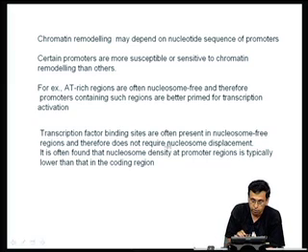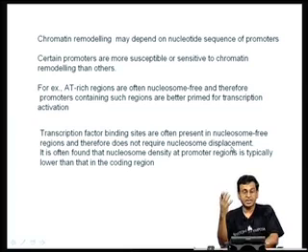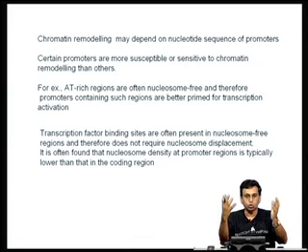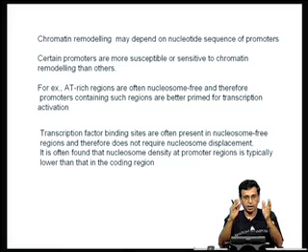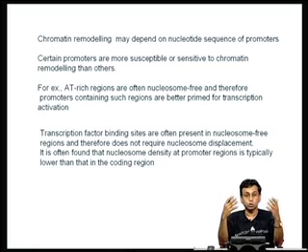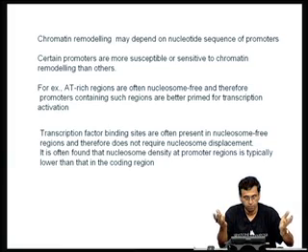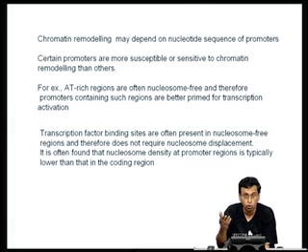Transcription factor binding sites are often present in nucleosome free regions and therefore do not require nucleosome displacement. In many instances, the transcription factor binding sites contain what are called DNase hypersensitive sites. That is, these sites are nucleosome free, and therefore, when we take nuclei and treat them with DNase, certain promoter regions can be very efficiently cleaved by DNase 1 because there are no nucleosomes there. Therefore, transcription factors can bind very efficiently, and these promoters can be activated without any need for chromatin remodeling.